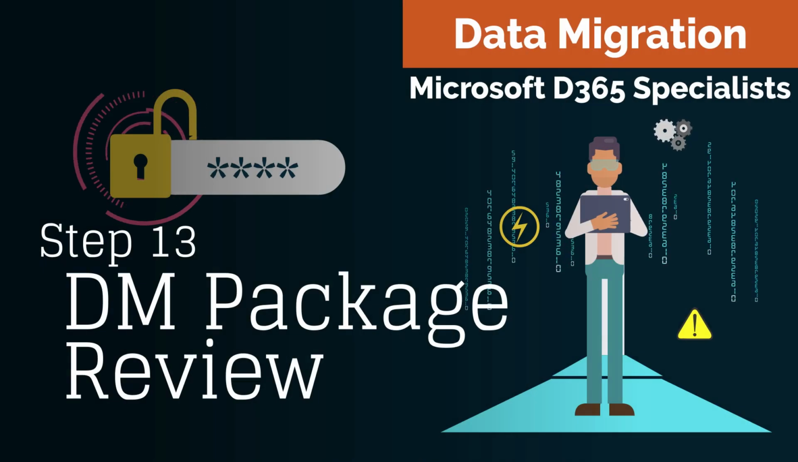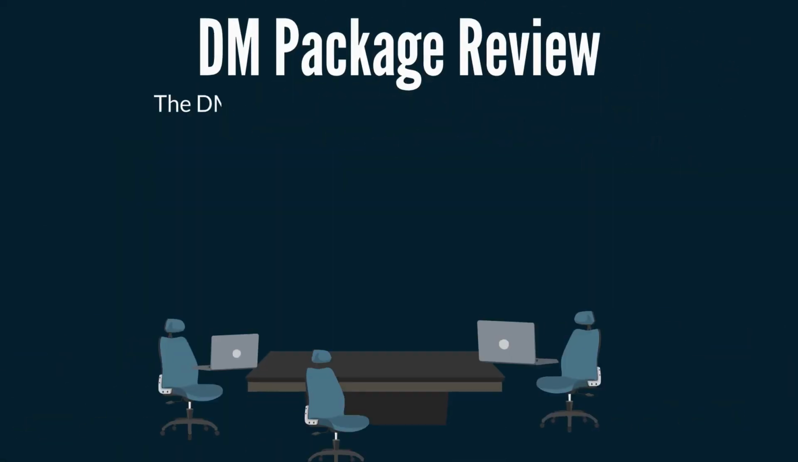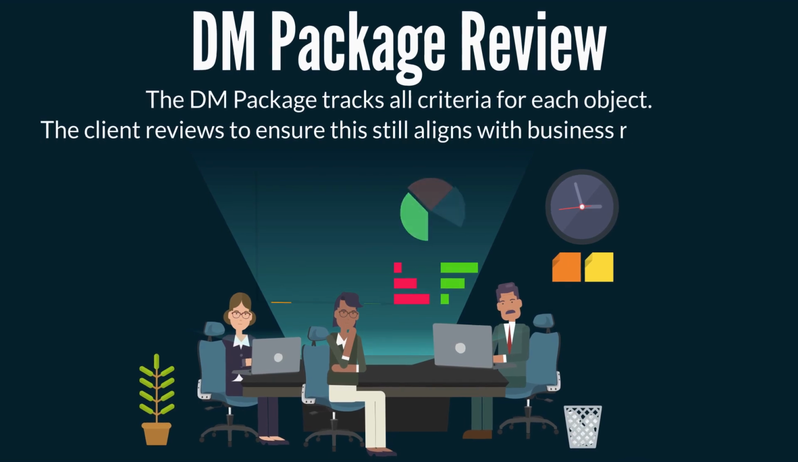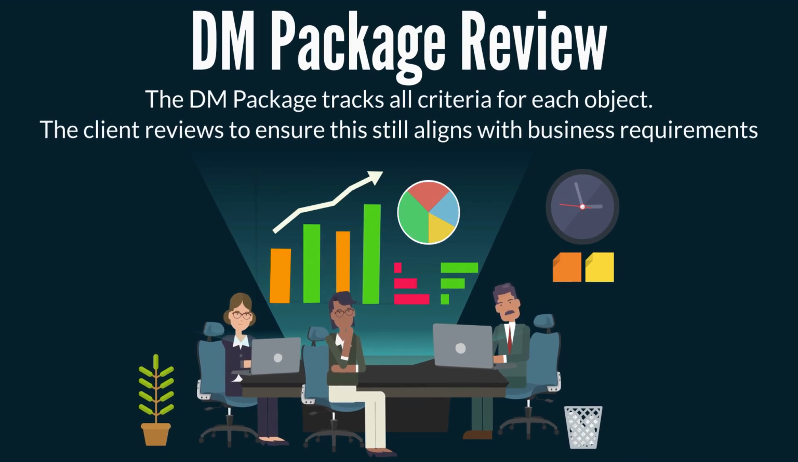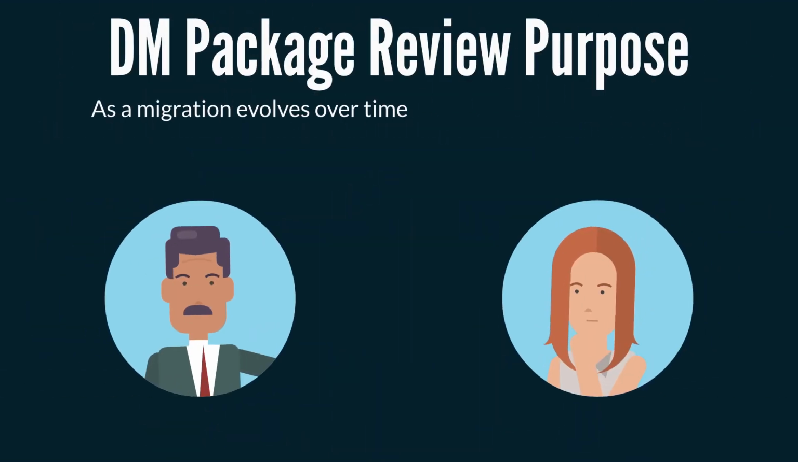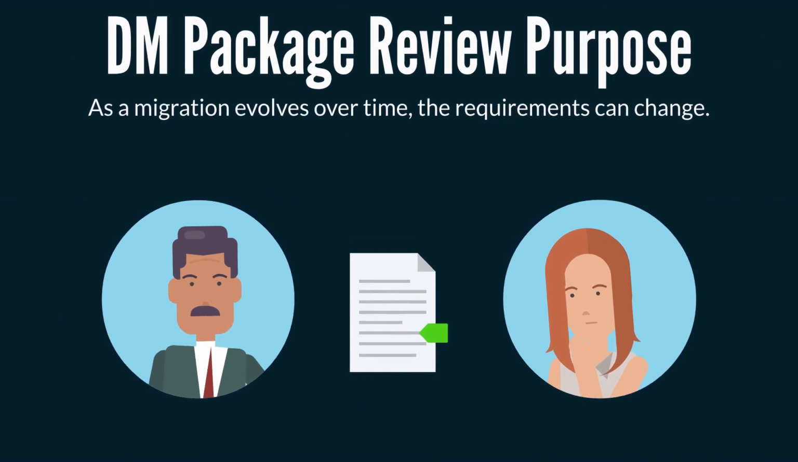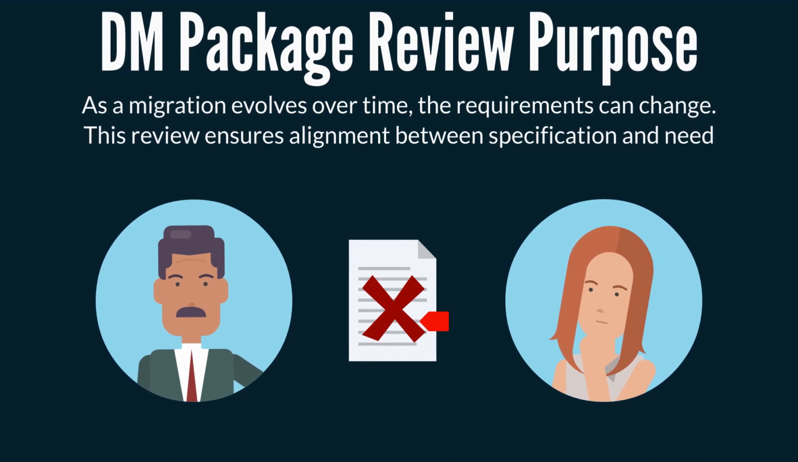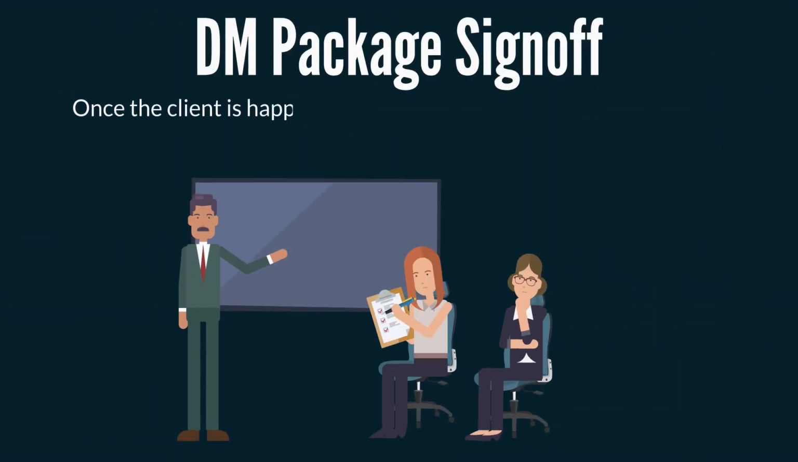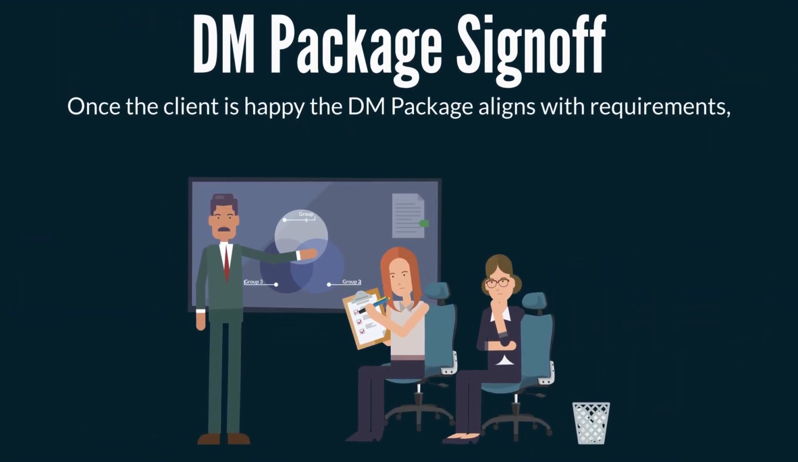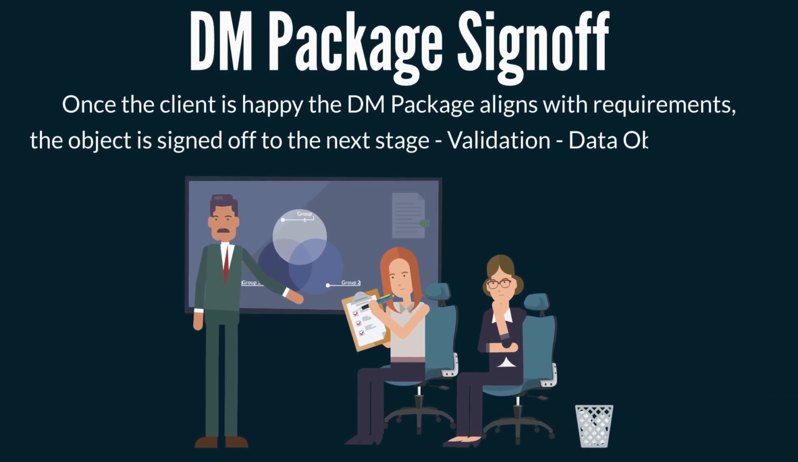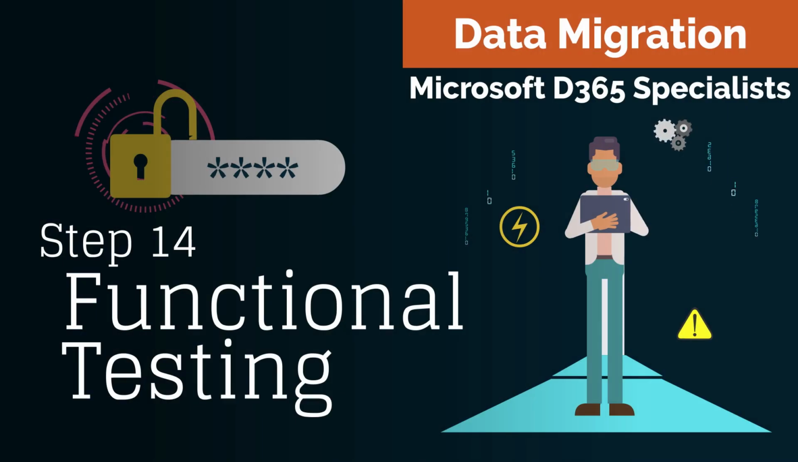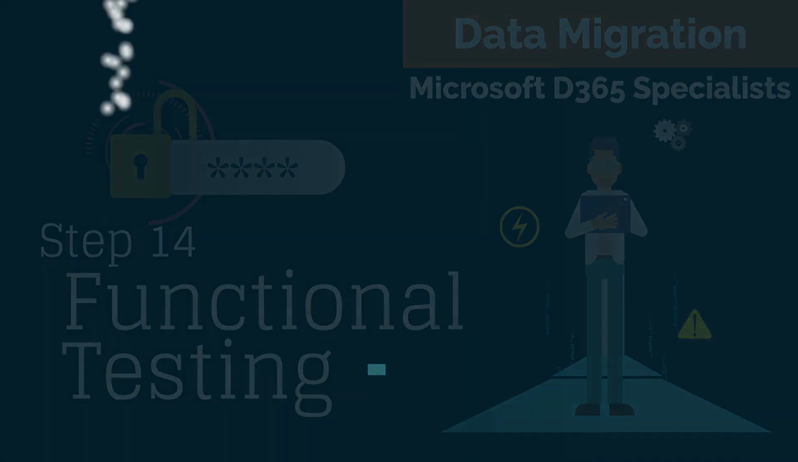Step 13, DM package review. The DM package tracks all criteria for each object. The client reviews to ensure this still aligns with business requirements. As a migration evolves over time, the requirements can change. This review ensures alignment between specification and need. Once the client is happy the DM package aligns with requirements, the object is signed off to the next stage, validation, data object sign-off.